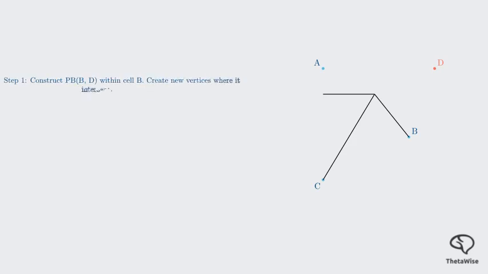Let's use an example. We have sites A, B, and C. A new site, D, is being built. Notice that currently, the location for D lies within the cell of B. Step 1. Since D is in B's cell, we construct the perpendicular bisector between them, PB_BD. We draw it starting from D. Where it intersects the existing edges of cell B, we create new vertices. In our example, PB_BD intersects the edge PB_AB at a vertex we can call V.